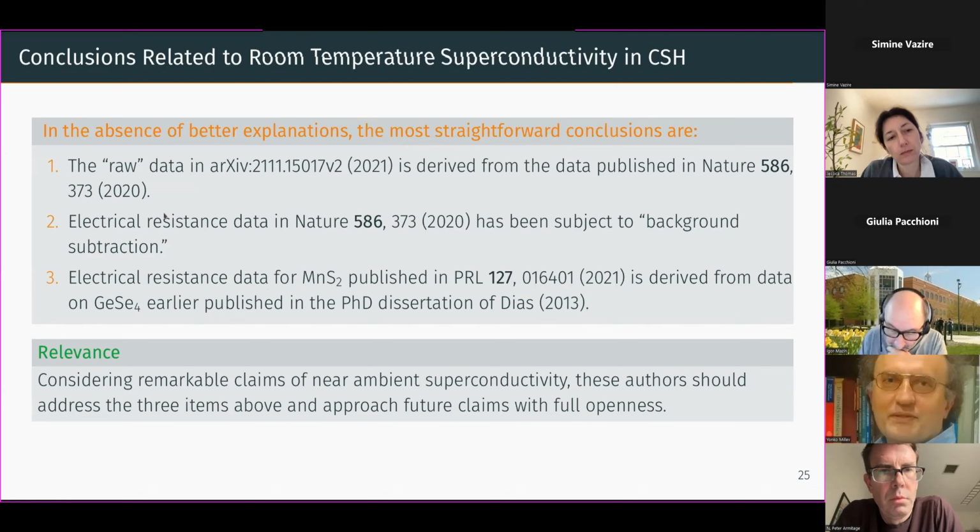So, okay, the CSH paper has been retracted. So why is this relevant? Well, there are a number of very remarkable claims coming from this group about near ambient conditions superconductivity. And so these authors should address these three items above and approach their future claims with full openness about their methods and what's been done with the data.